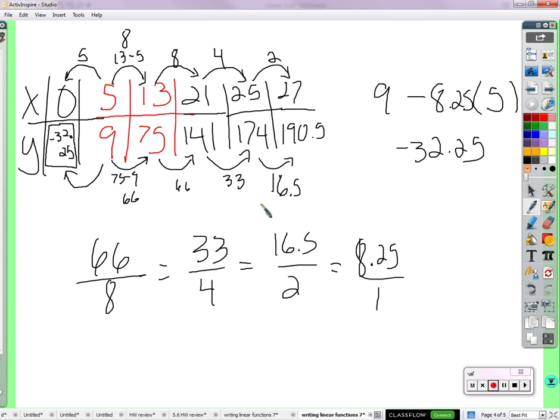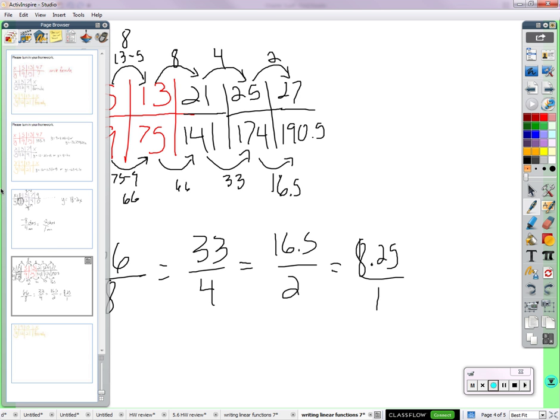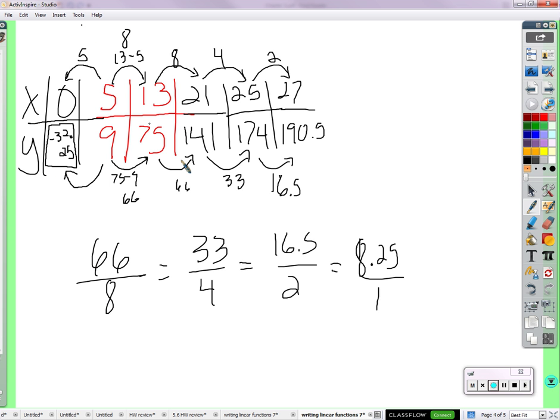So that's how we could start out with negative. There we are at the initial value. At x is 0, y is negative 32.25. With 0 hours of working, I have negative $32.25. Now we're going to write a formula to calculate what y will be for any given x, or in terms of dollars and hours, how many dollars I'll have after x hours of working.